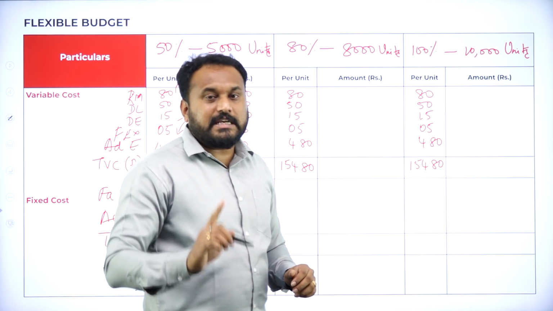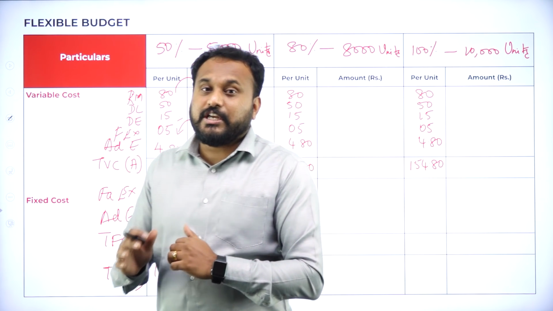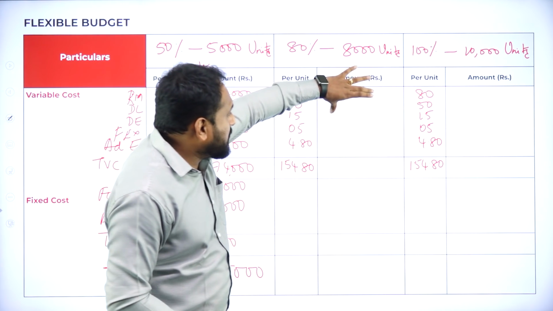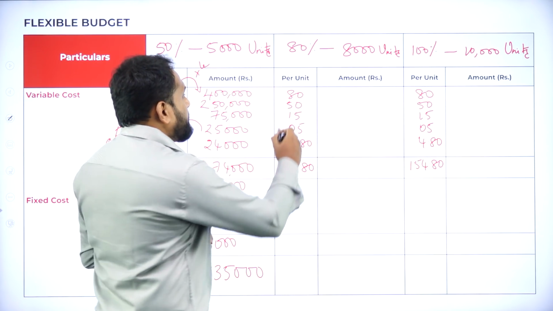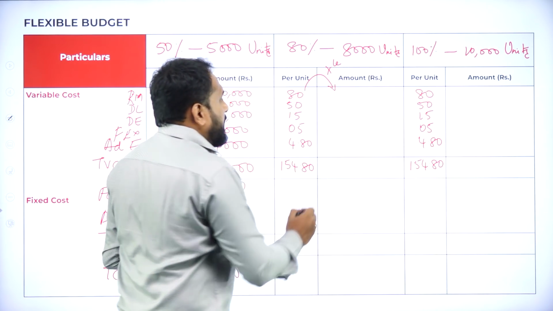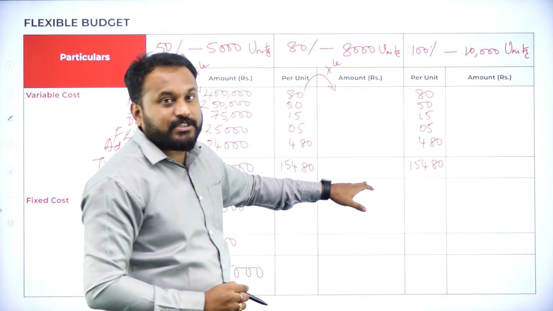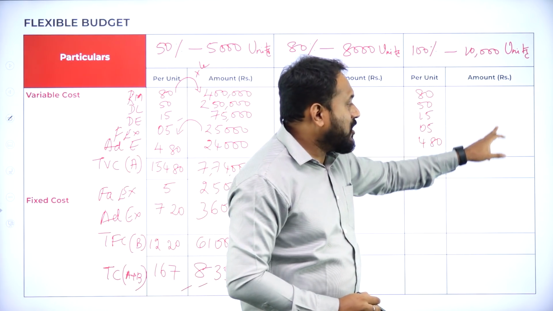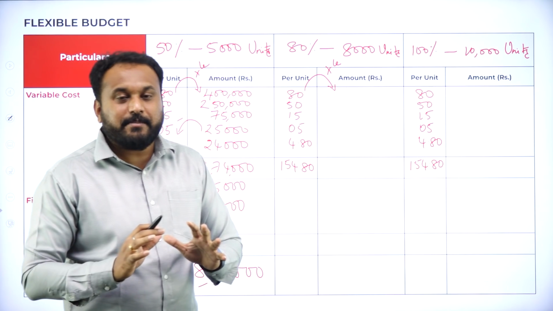Why did I write this? Because the first rule says variable cost per unit will never change, but total variable cost changes. What is the total variable cost? All these will change. Now how to write this? From here to here, what I told you is multiply. That is 80 for 1 unit. For 8,000, how much? 80 for 1 unit. For 10,000, how much? You are supposed to write it. Did you understand this combination now?